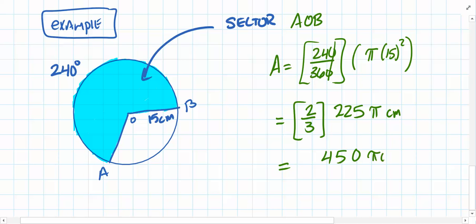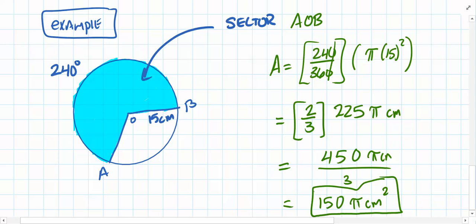What do we have for an answer here? 150 pi centimeters squared, cubed. What do I do? Squared. Do you guys get the same thing I got? Yeah, we did. Okay, there we go.